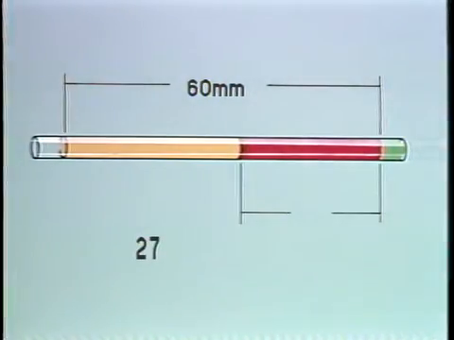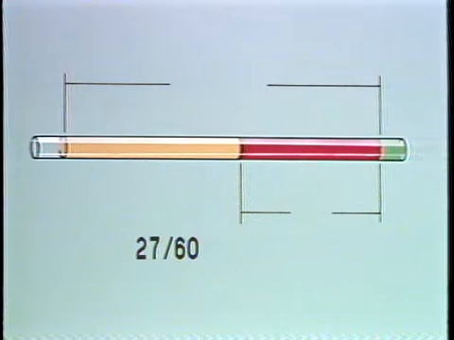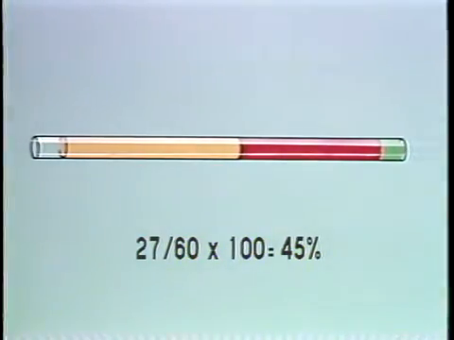27 is divided by 60 to obtain the fraction of the total blood volume which is occupied by the red blood cell volume. This number is then multiplied by 100 in order to express it as a percent. In this example, 45% of the blood volume is occupied by the red blood cell volume. The hematocrit, or VPRC, of this sample is the percent expressed without the percent sign. In other words, the hematocrit, or VPRC, for this sample is 45.